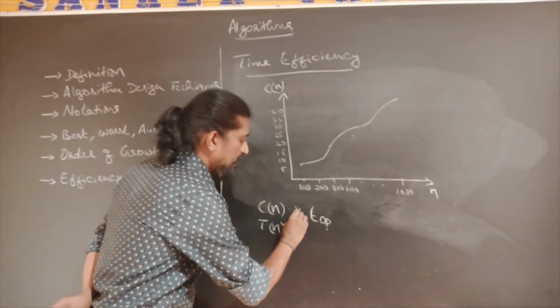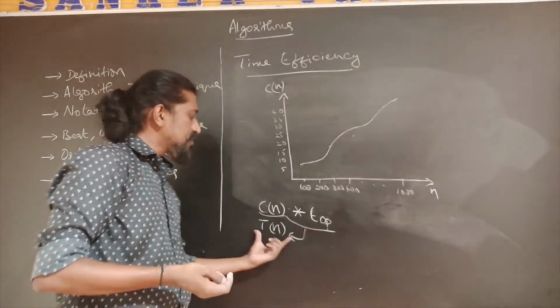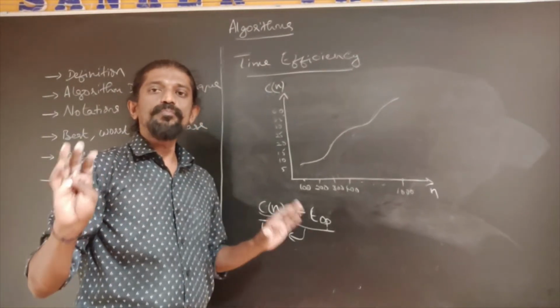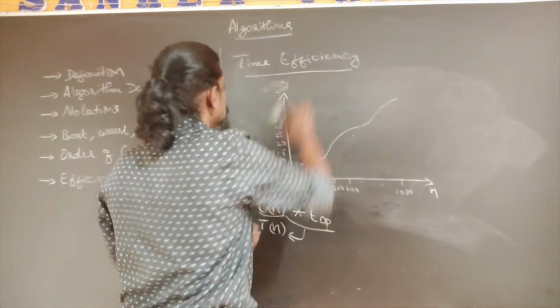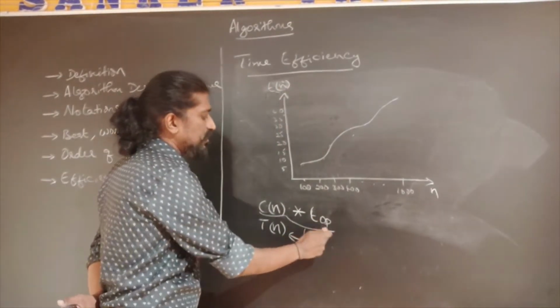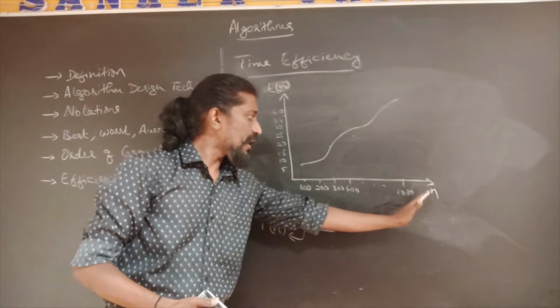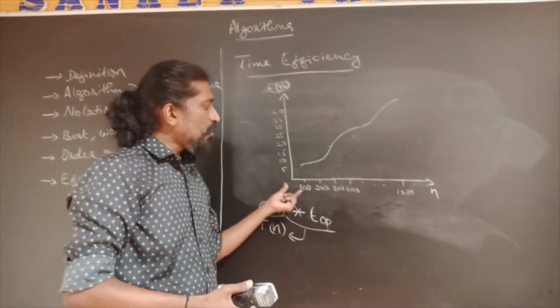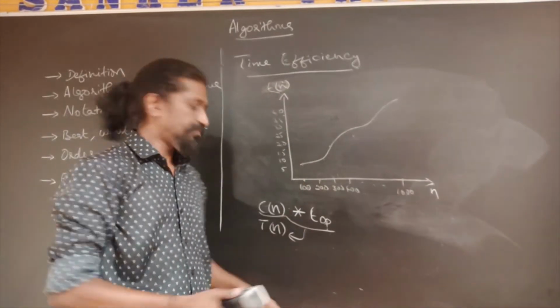The number of times the operation is performed is given by C of n. When we multiply this, we will get T of n, on a particular machine, how much time the algorithm takes to give output. So it doesn't matter whether it is C of n or T of n. If we have C of n, we can multiply it with TOP and get T of n. Let us assume we are plotting a graph for some algorithm for varying inputs, and we are measuring how much time the algorithm takes.